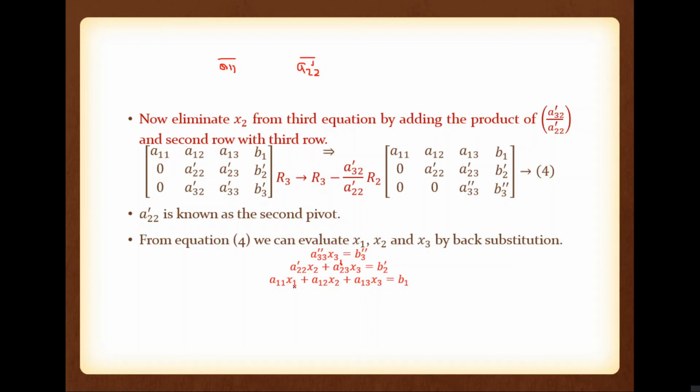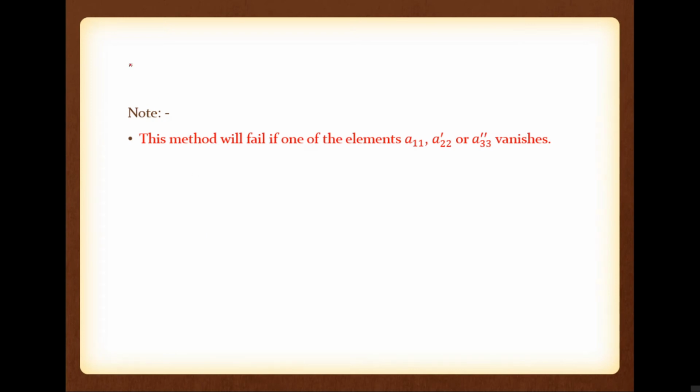Forward substitution means first we are finding x1, then x2, then x3. Back substitution means first we are finding the last variable x3, then x2, then x1. Okay, so this is known as back substitution. Note some characteristics of this thing. I already discussed this particular one. If a11 or a22 dash or a33 double dash vanishes, meaning it is equal to 0, we cannot find the solution.